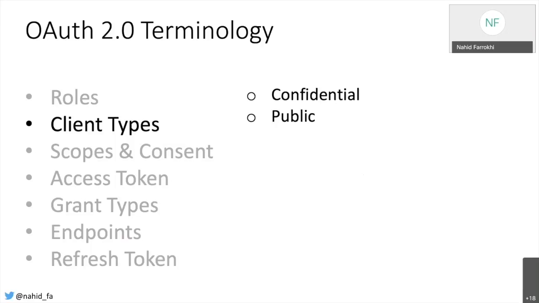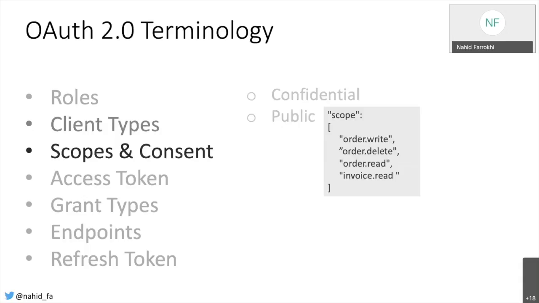Clients have two types: confidential and public. Confidential clients are those that can keep the secret safe, right? They can authenticate to the authorization server securely because they have a safe secret. And the public ones are the ones like mobile apps. They cannot keep the secret safe. They may run in a browser, the public ones.